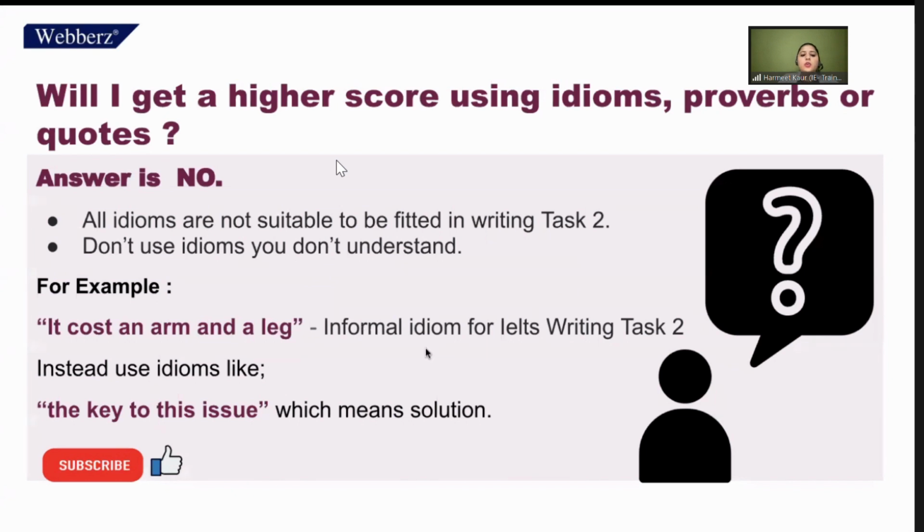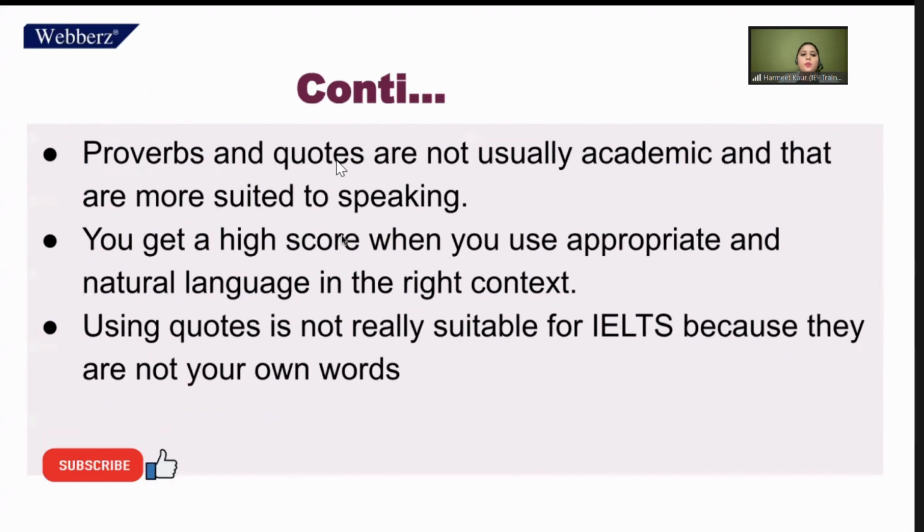For example, 'it costs an arm and a leg' is an informal idiom for IELTS writing task 2. Instead, use expressions like 'the key to this issue'. So there are some formal ones which can be used, but not every idiom can be used in writing task 2. Now, proverbs and quotes are not usually academic and are more suited to speaking. In speaking you can use them, but not in writing.